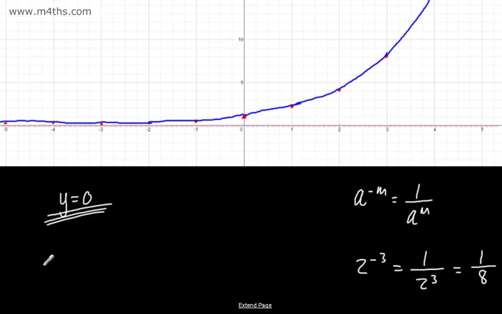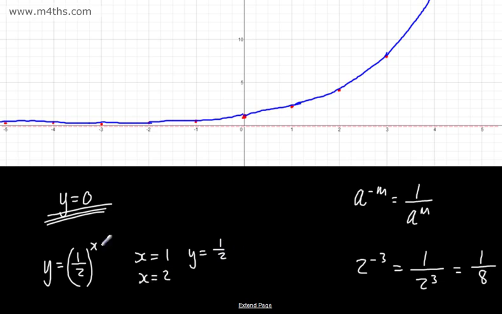Now, if we think about this, let's look at y is equal to 1/2 to the x. So 1/2 to the power of x. If we consider when x is equal to 1, y is going to be equal to 1/2. When x is equal to 2, that's going to be a half squared, which is going to be 1/4. So we can see in this case, it's going to get smaller.